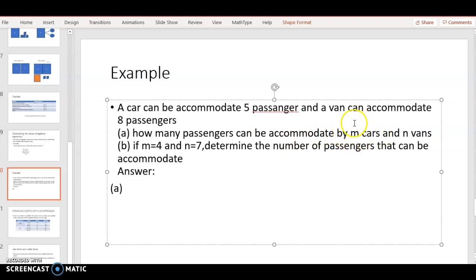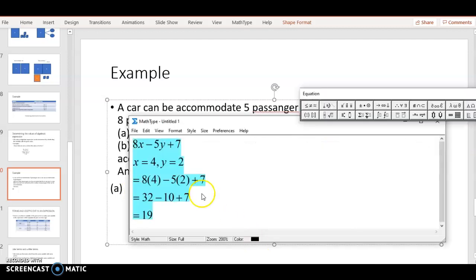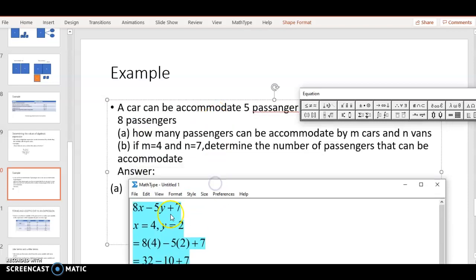The number of cars is represented with the letter m. So what happens here? You will get m, but how many? For one car, 5 passengers. So if you have m cars, it means you have to do 5 times m. You will get 5m.